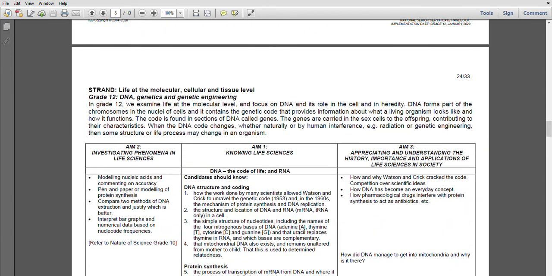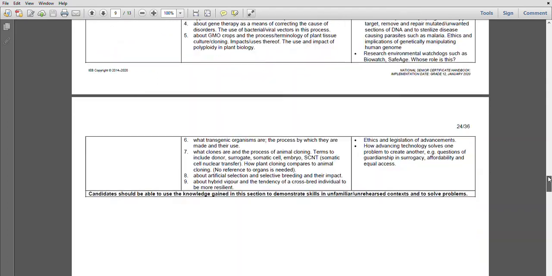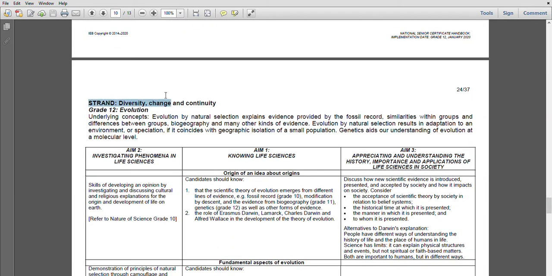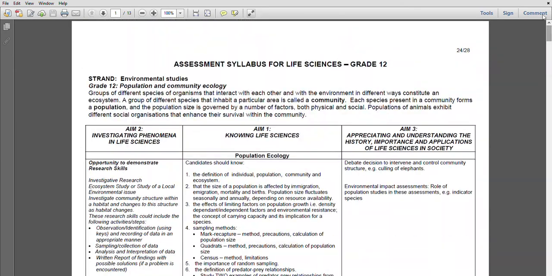Strand 3 is life at a molecular, cellular, and tissue level. For grade 12, that is the 3 sections of DNA, genetics, and genetic engineering. And the final strand for you is diversity, change, and continuity, which for grade 12 involves evolutionary theory and hominid studies. You should be using this document for all of your subjects really, because every subject has their own SAGS guideline. This one is specific to life sciences. Different subjects will have different guidelines which you would need to interpret, so that you would know what is going to be examined.